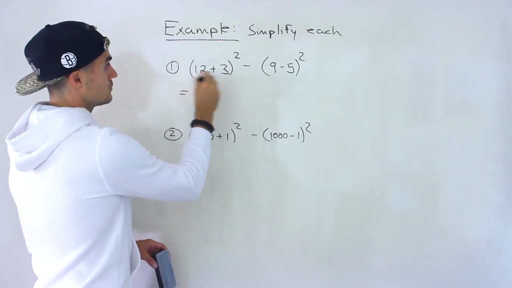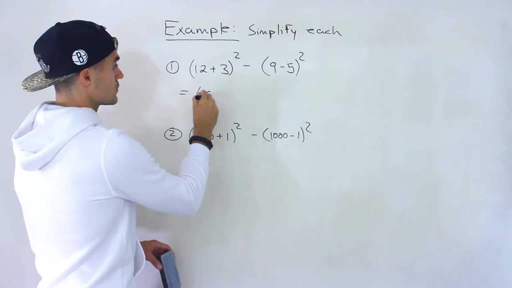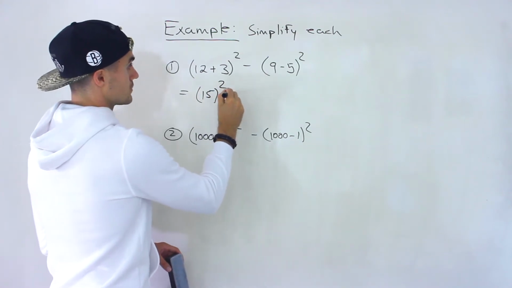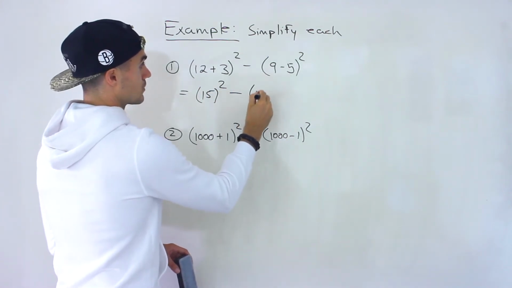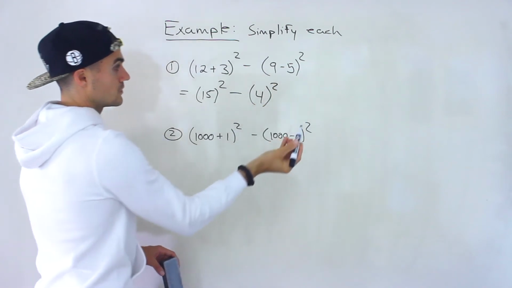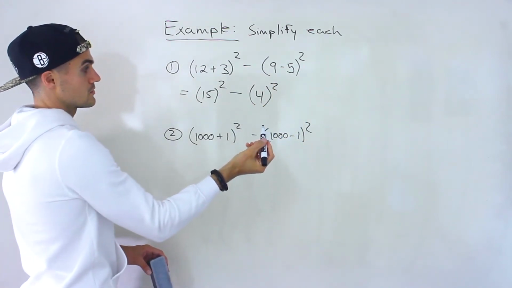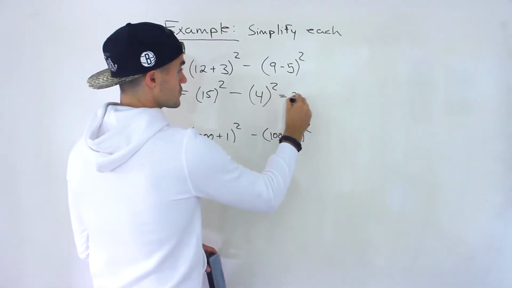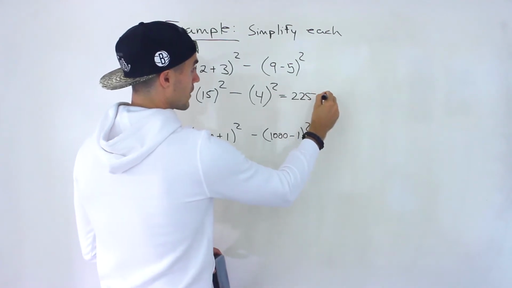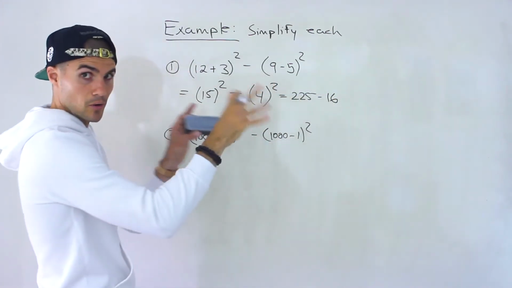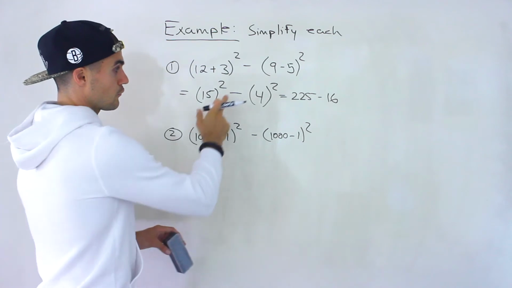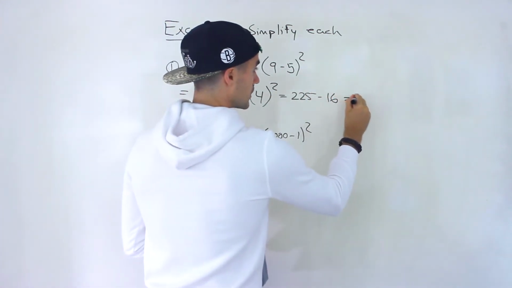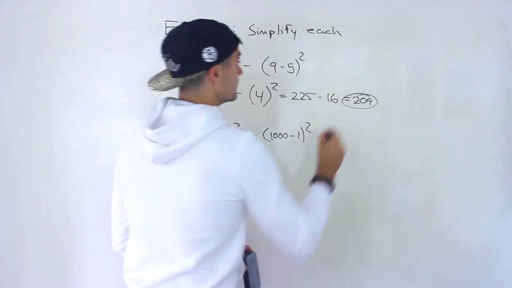And so what we would do, we would add the two numbers in the bracket first. That would be 15 to the power of 2. And then we'd subtract these two numbers, and it would be 4 to the power of 2. Then 15 to the power of 2 is 225, minus 4 to the power of 2 is 16, right? We do the exponents first before doing the subtraction, and then that would give us 209.